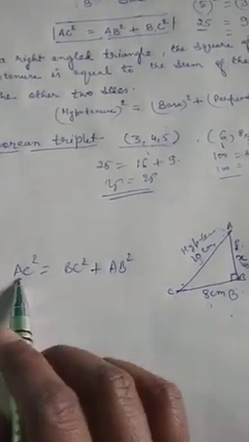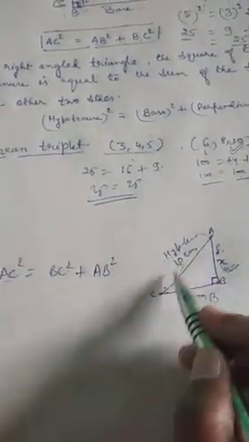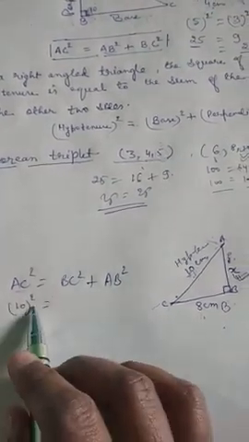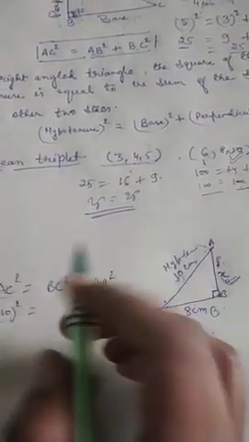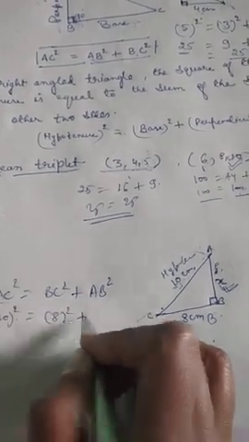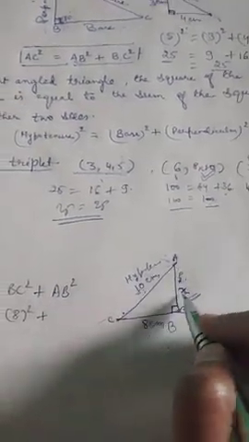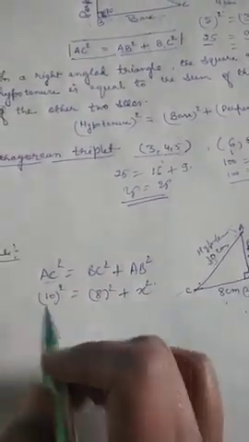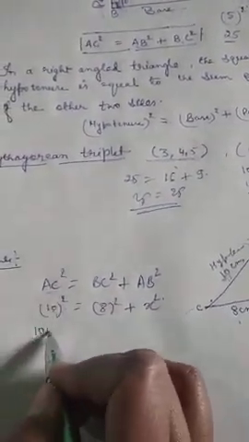Okay. Now what is the value of AC? AC value is given, that is 10. So we can write in the place of AC this 10. BC value is given 8. So 8 square plus AB is not given, its value is given x, and we have to find out the value of x. So 10 square means 100.